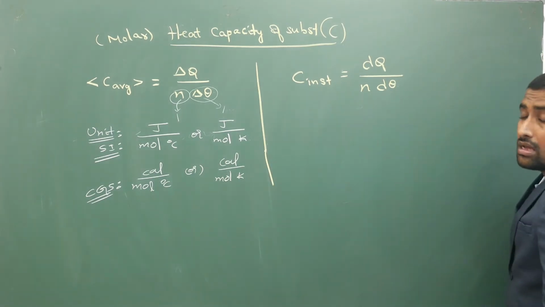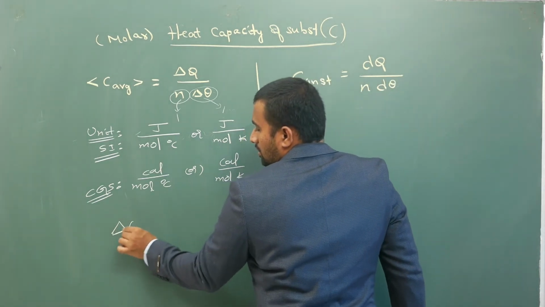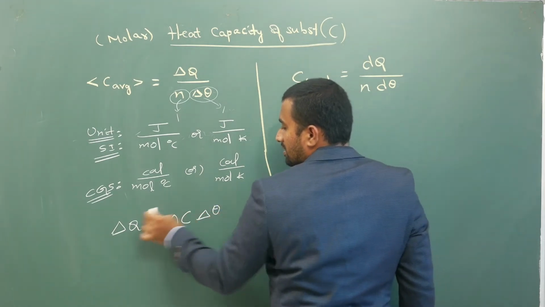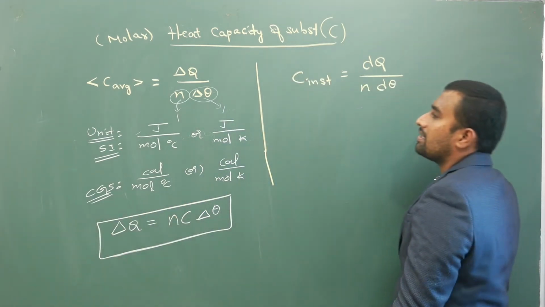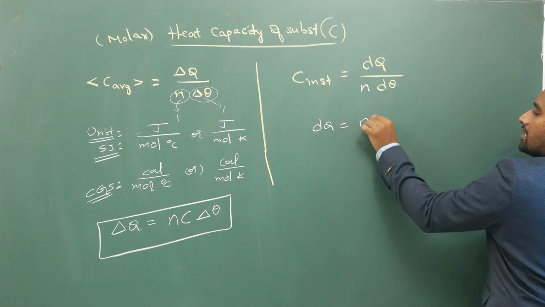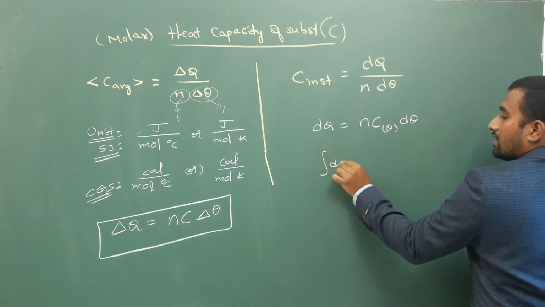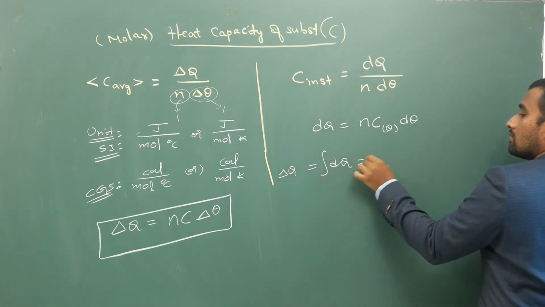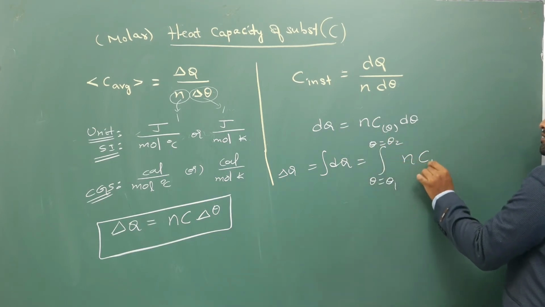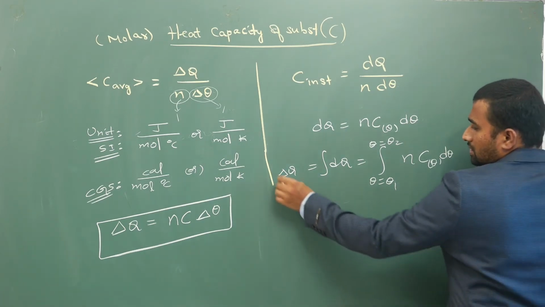Next, coming to this part, with the same definition, if you want heat energy, delta Q is n into C into delta theta. Remember that result. And if C varies, dQ is n into C as a function of temperature theta into d theta. The integral of dQ is your delta Q, that is equal to the integral from theta equal to theta 1 to theta 2 of n into C of theta into d theta. So this is your heat energy.